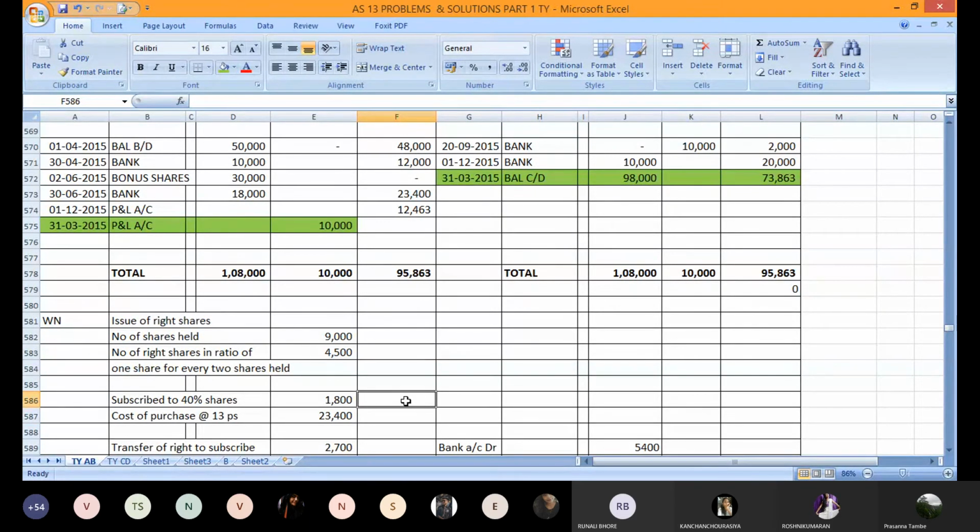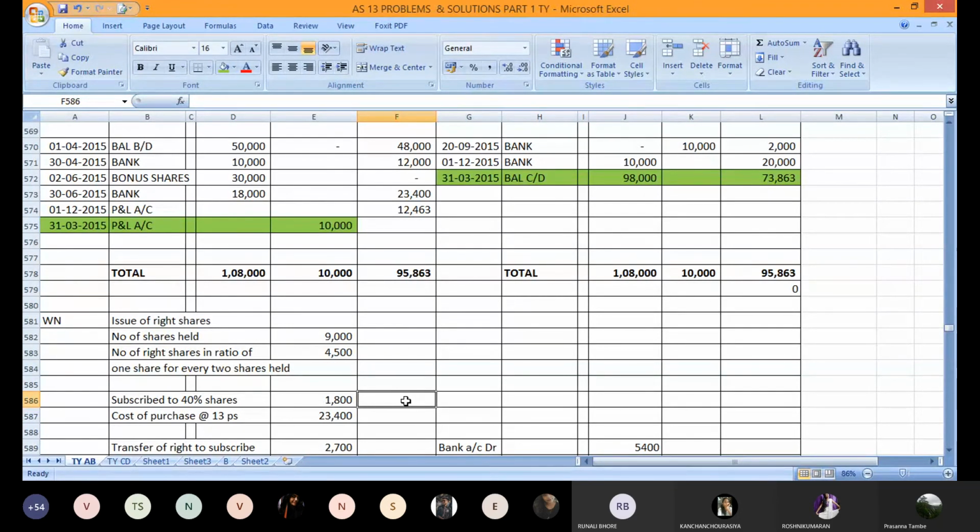Now he is eligible for 4,500 shares, but he subscribed only for 1,800 shares. So what happened to the remaining 60% shares, which are 2,700? He was not interested in buying. So one way was he could have just waived off the rights. He would not have received anything if he had waived off the rights. He would have just ignored that right. But then he has another option also. What option does he have? He can transfer this benefit to somebody else. And when you transfer such benefit to somebody else, that person can buy these 2,700 shares at the given price of 13 rupees per share. That is a benefit conferred on that other person.